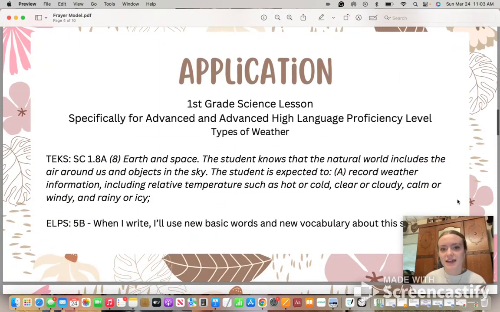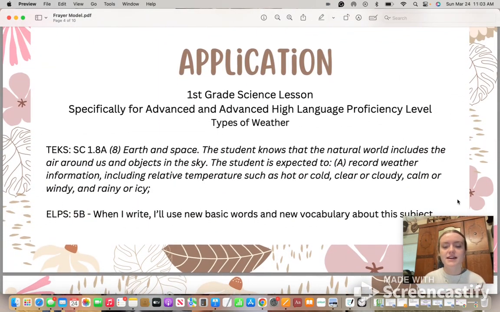So for the application, I'm doing it with a first grade science lesson over weather. These are specifically for advanced and advanced high language proficiency levels because it's a little bit difficult to be able to write down all the words and understand how the graphic organizer works. So these would be for them.